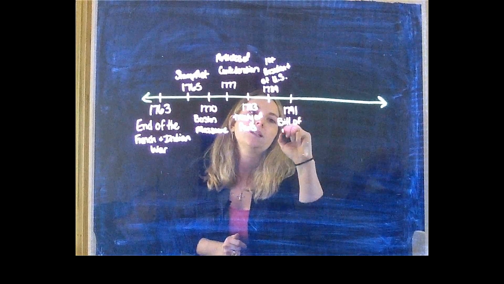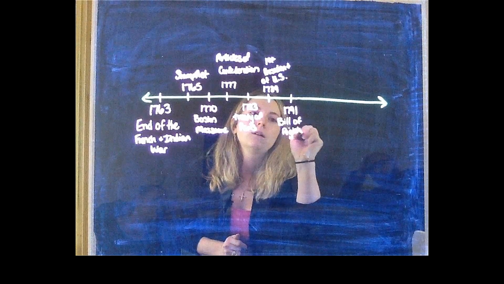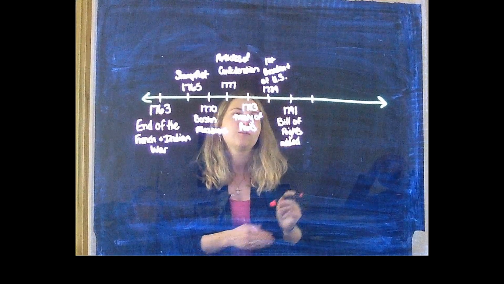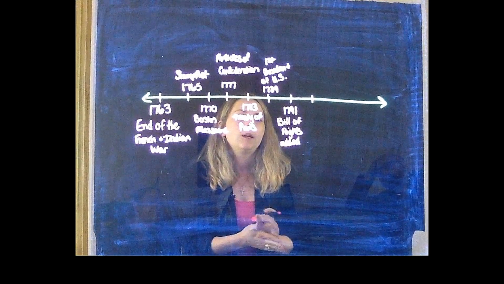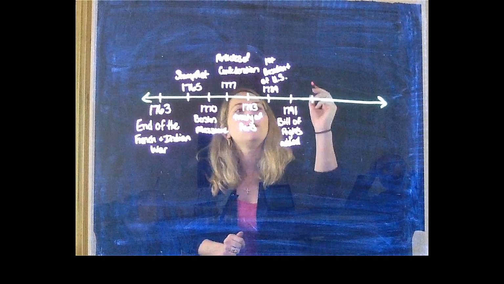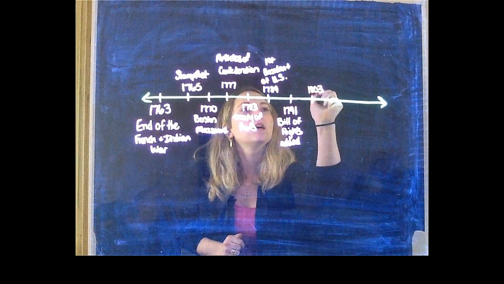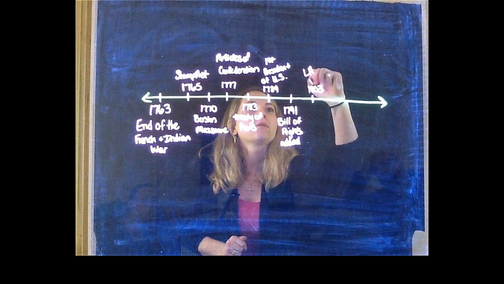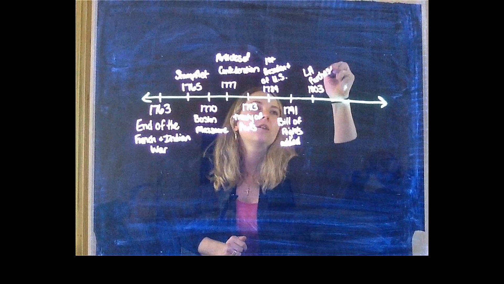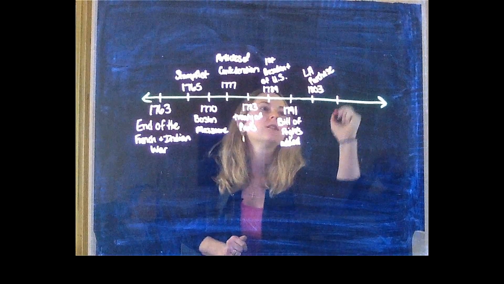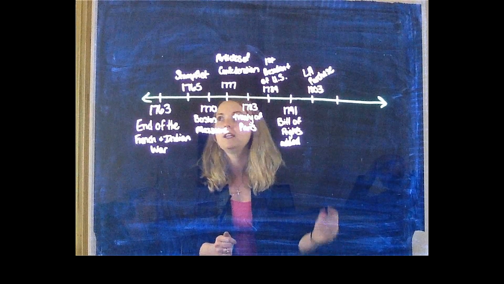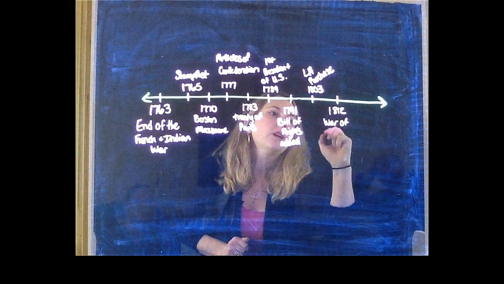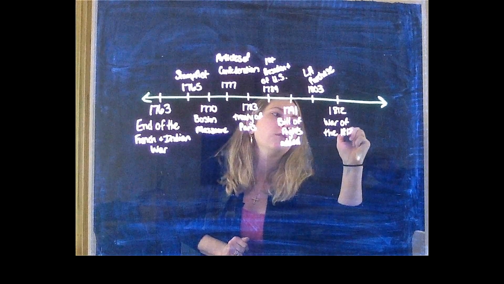1791, Bill of Rights added to the U.S. Constitution. Remember, that was a major issue, and some of the states weren't on board with the Constitution until that Bill of Rights would be added. 1803, Thomas Jefferson authorizes the Louisiana Purchase, so we double the size of the United States in 1803. 1812, we fight the War of 1812 with the British.